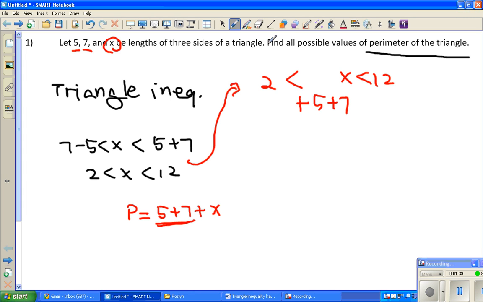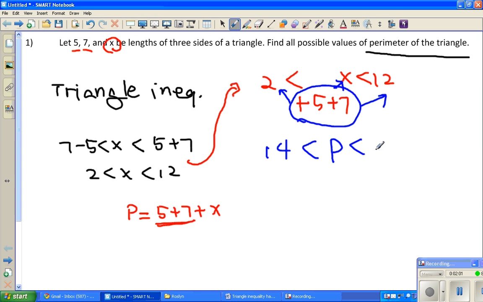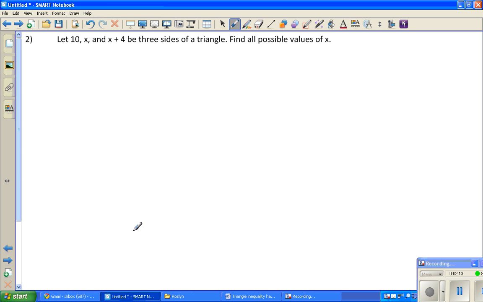Then we will not only do this part of the inequality, but also here and also here. Hence, we will end up getting 2, 5, and 7 will end up getting 14. That will be our lower bound for our perimeter, and then upper bound will be 24. So therefore, this will be our final answer. Let us look at number 2.